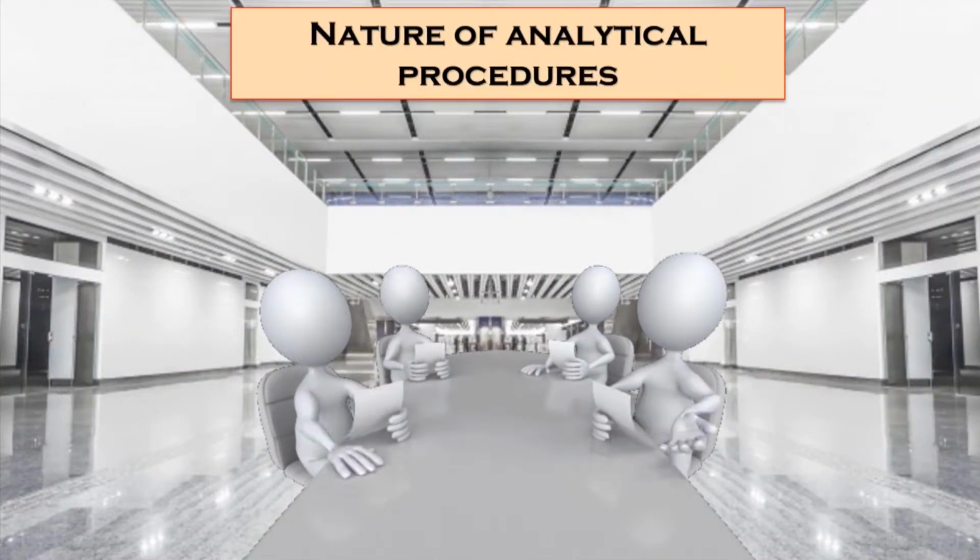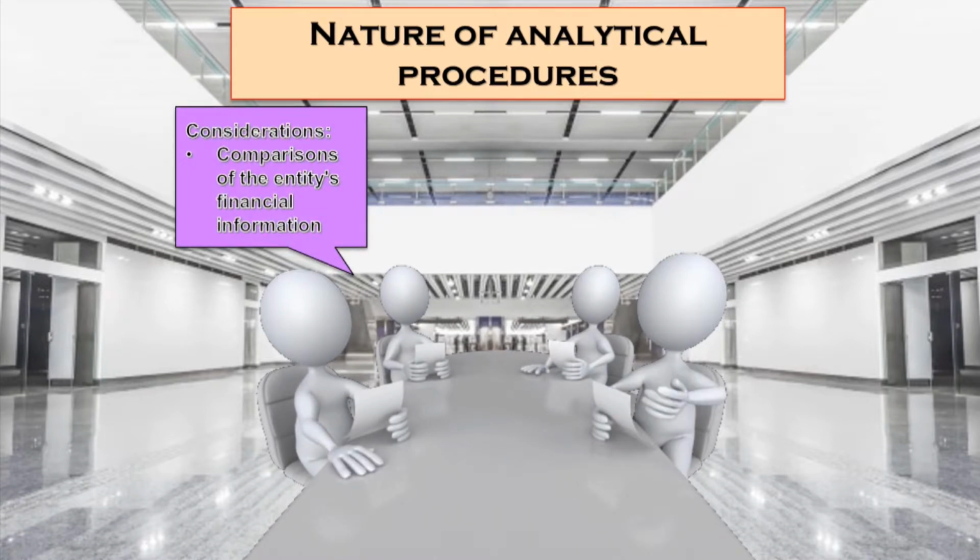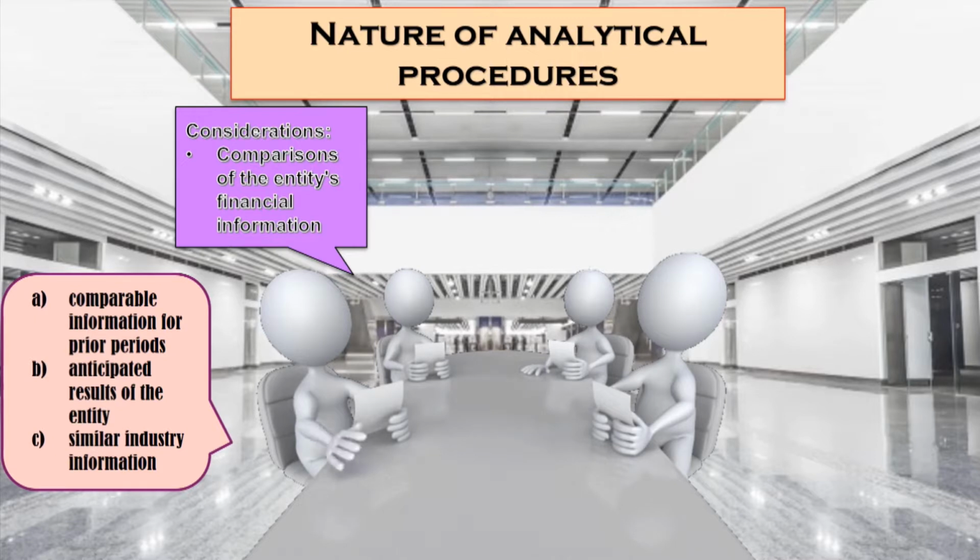Next, the nature of analytical procedures. Analytical procedures comprise two considerations. First, analytical procedures include the consideration of comparisons of the entity's financial information. For example, comparable information for prior periods, which is historical data. Next, anticipated results of the entity, such as budgets and forecasts. Similar industry information, such as a comparison of the entity's ratio of sales to debtors with industry averages.